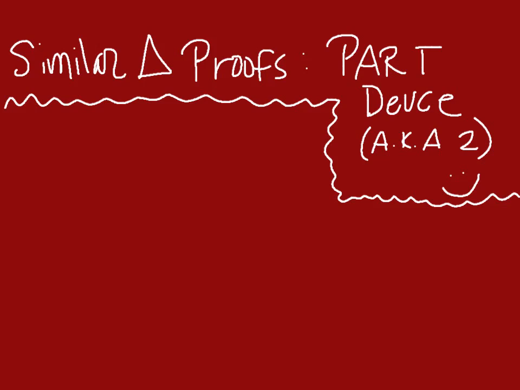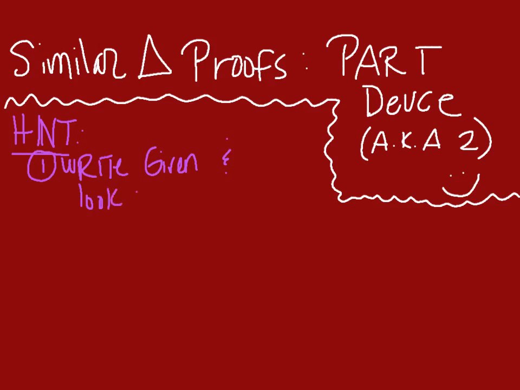So let's start with some hints that we should copy down first, and then I'm only going to show you 1 or 2 examples. That's it. So this should be short, sweet, and to the point. Alright, so first hint is that obviously you're going to start with writing down the given. And after you write down the given, you want to look for 2 similar angles, because we are going to prove that these are similar using AA every time because it is the shortest.